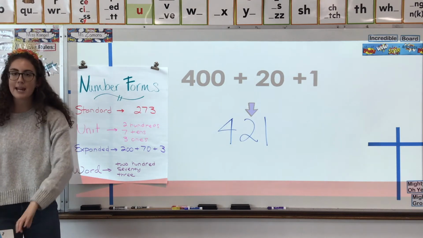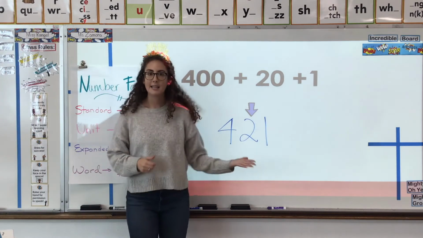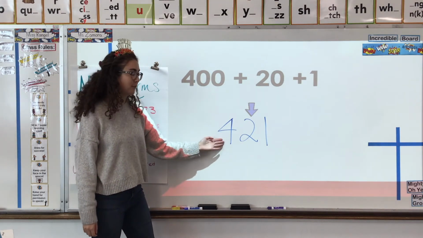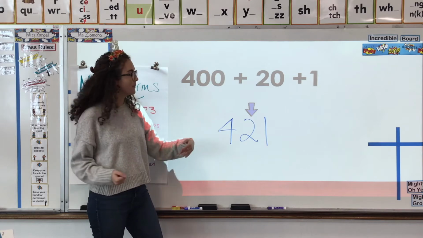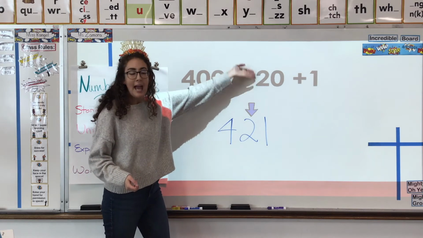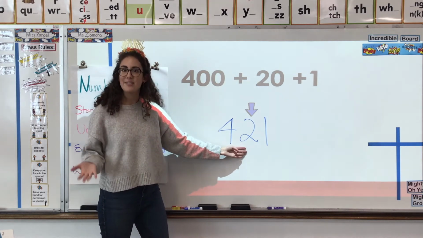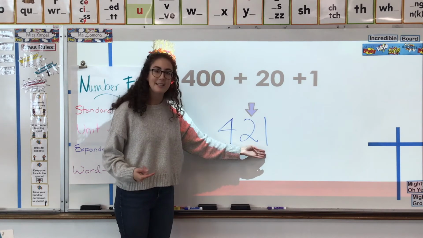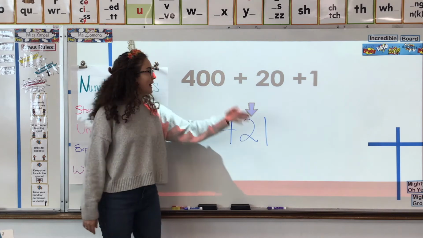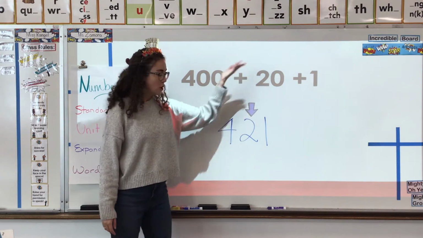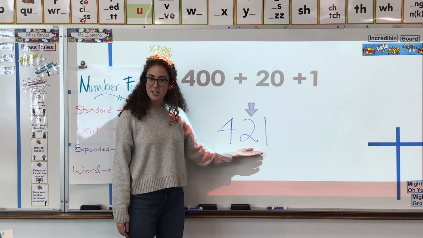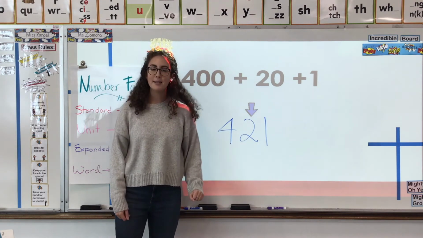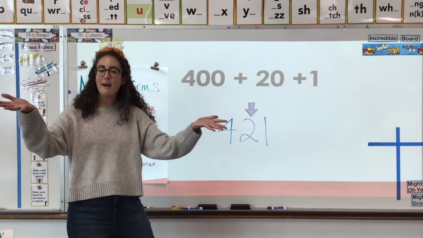Okay, how did you do writing standard form? Let's see. So the 400 became a 4 in the hundreds place. The 20 is shown by a 2 in the tens place. And the 1 is written with a 1 in the ones place. This expanded form shows the value of each digit in 421. Good job, awesome people.